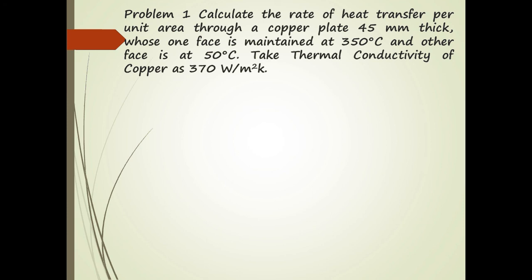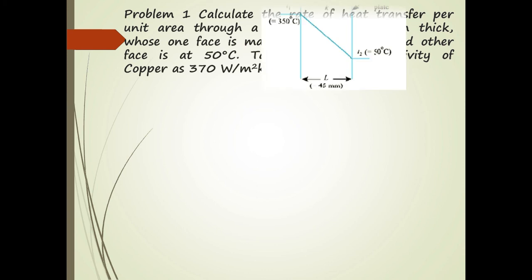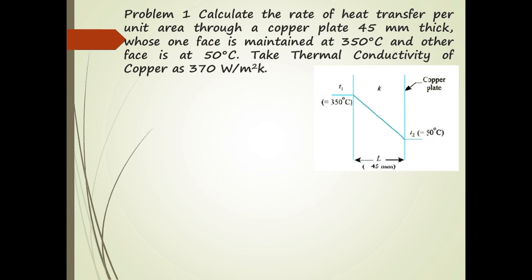While solving numericals of either thermodynamics or heat transfer problems, I would like to suggest one thing. First of all, try to draw a simple figure so that it will give us a better idea. So draw a simple figure here. What is given? Read that problem carefully. Calculate the rate of heat transfer per unit area through a copper plate. One copper plate is given of 45 mm thick, whose one face is at 350 degrees centigrade and other face is at 50 degrees centigrade, and we have to determine heat flow rate through this copper plate.